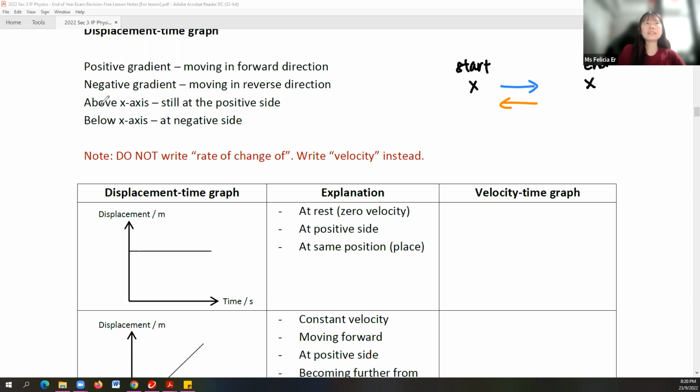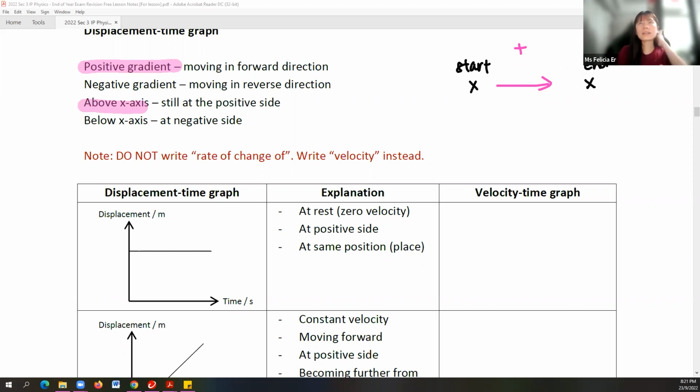So if your arrow is above the x-axis and has a positive gradient, it will be like that. Above the x-axis means you're at the right side, because the right side is the positive side, further and further away from the start point and nearer to the end point. So if your graph is above the x-axis and has a positive gradient, the object is moving in this direction and is at this position here.